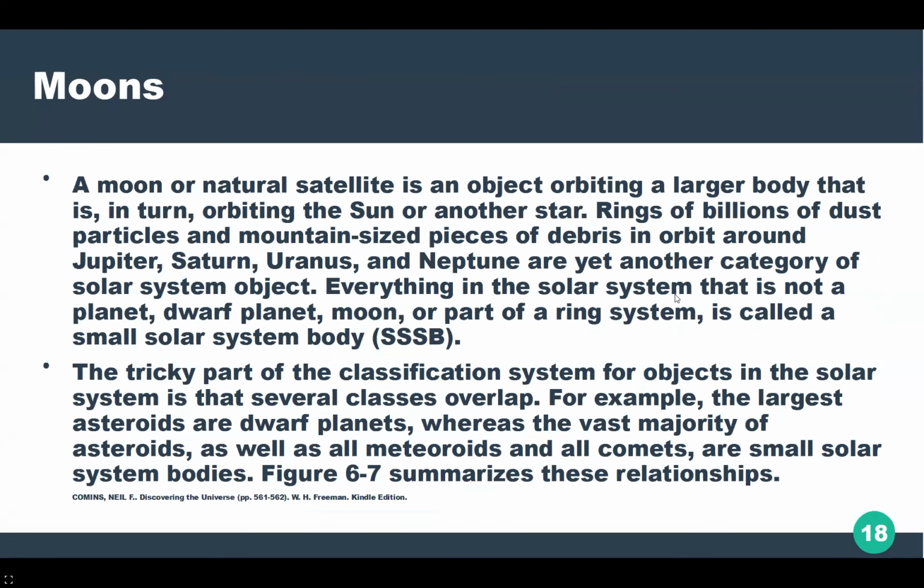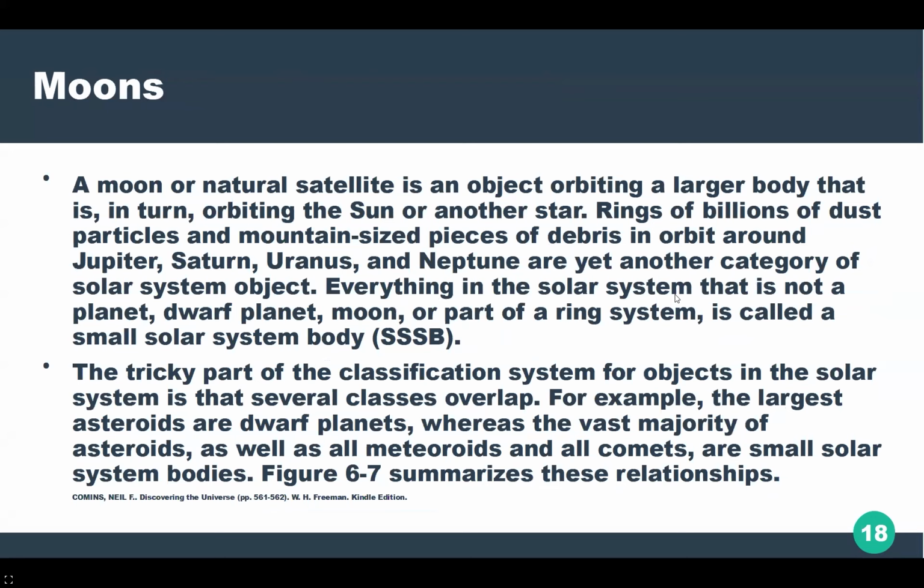A moon, or natural satellite, is an object orbiting a larger body that is in turn orbiting the sun or another star. Rings of billions of dust particles and mountain-sized pieces of debris in orbit around Jupiter, Saturn, Uranus, and Neptune are yet another category of solar system object. Everything in the solar system that is not a planet, dwarf planet, moon, or part of a ring system is called a small solar system body, or SSB, not Super Smash Bros. Brawl.